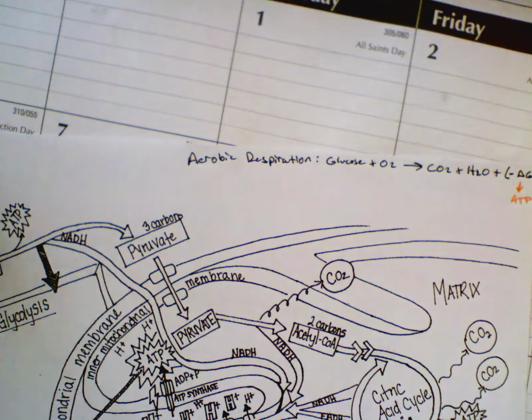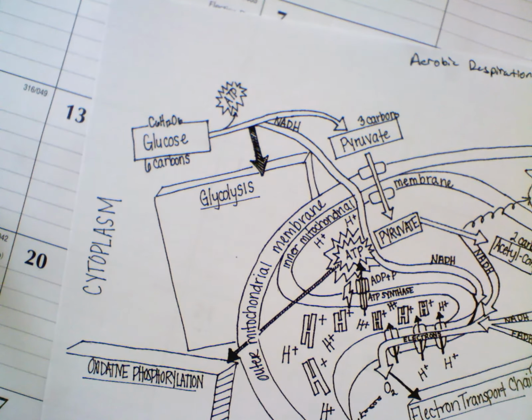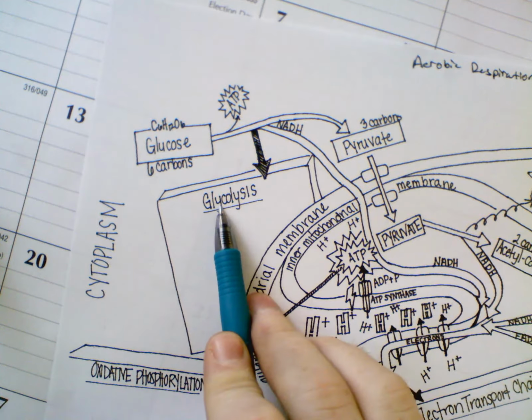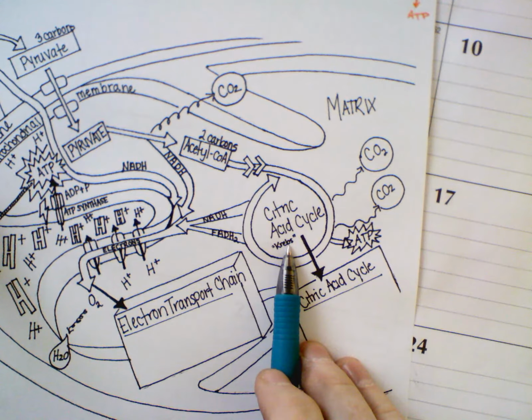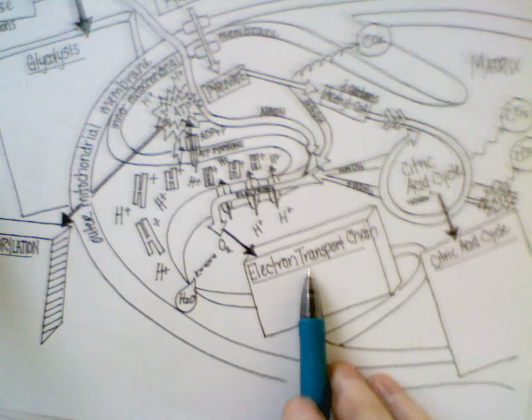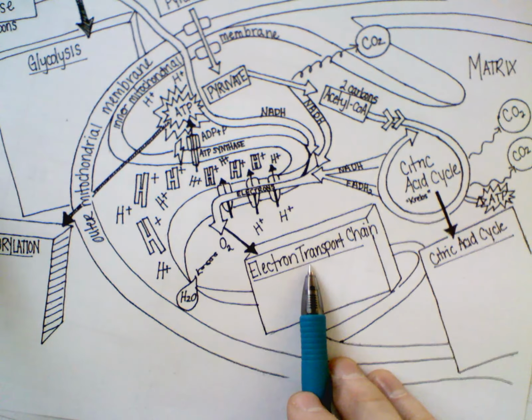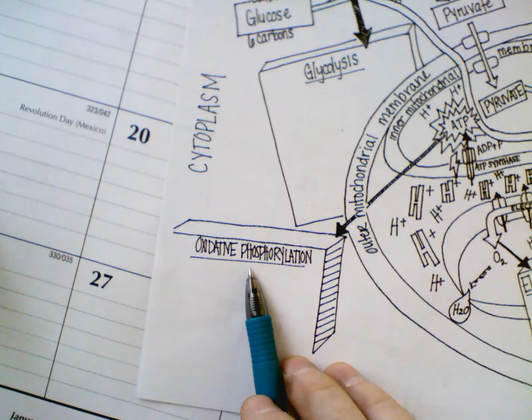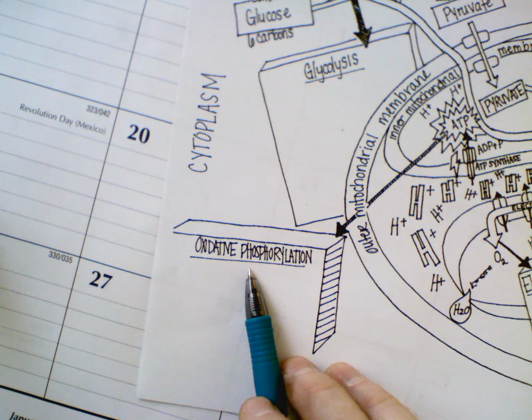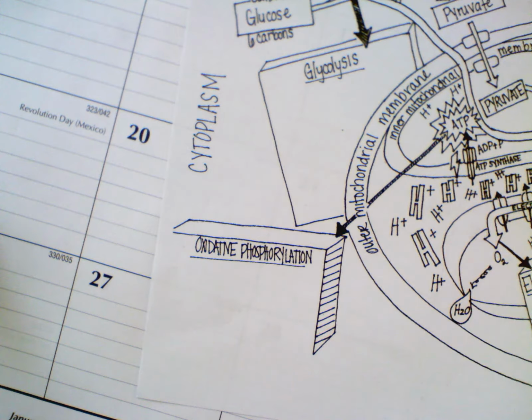Okay, here we go. 4 major steps. What are they? Glycolysis, then citric acid cycle, then, and finally, in that order. So that's the order we're going to be taking.